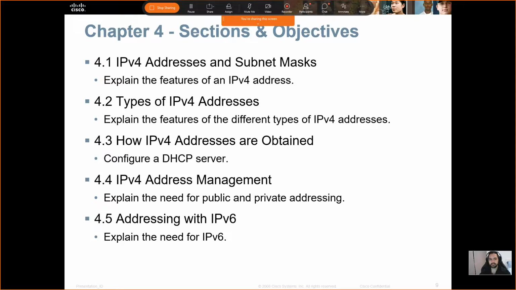Okay, these are the sessions that we're going to be discussing tonight. We're going to talk about IPv4 addresses and subnet masks. We're going to explain the features of an IPv4 address, the types of IPv4 addresses, how IPv4 addresses are obtained and how they are managed, as well as its evolution, which is the IPv6 address scheme.